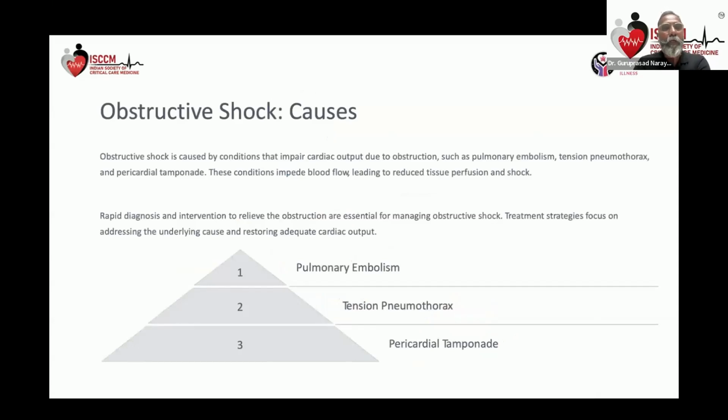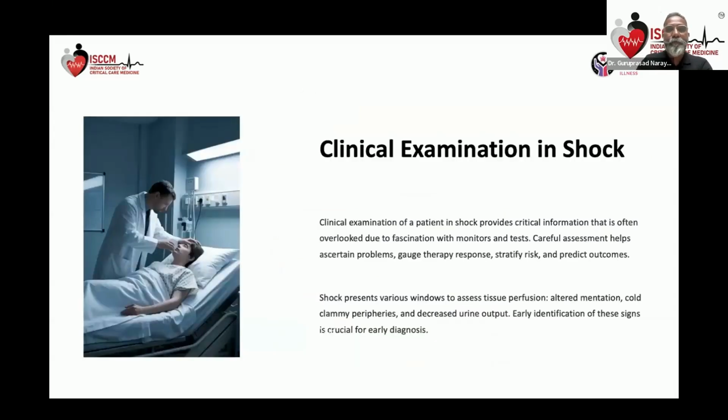Next is the obstructive shock, and this is again when the cardiac output is impaired due to some obstruction, either intracardiac or extracardiac. Commonest causes can be pulmonary embolism, or a tension pneumothorax, or a pericardial tamponade. So these conditions impede blood flow, leading to reduced tissue perfusion and shock.